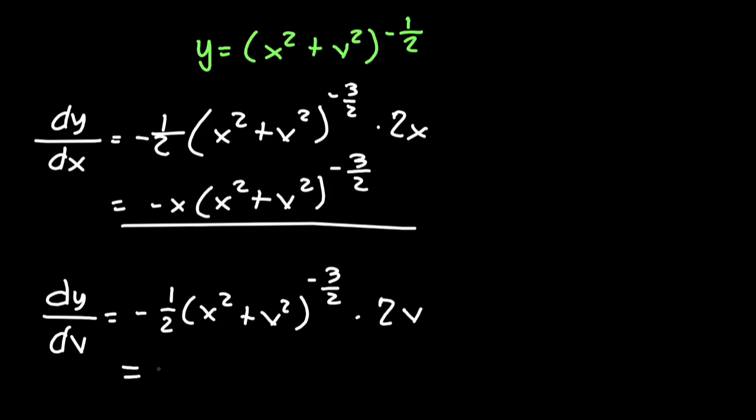So this would be negative 2v over 2, or simply negative v, multiplied by x squared plus v squared raised to the power of negative 3 over 2. So this would be your answer.